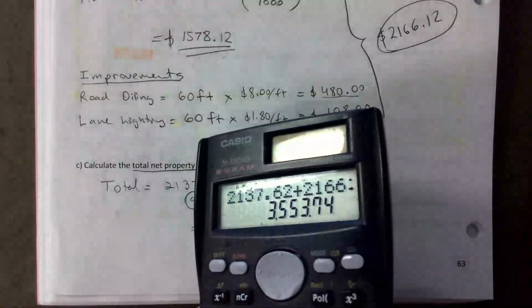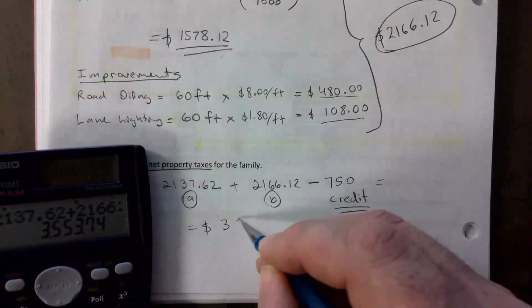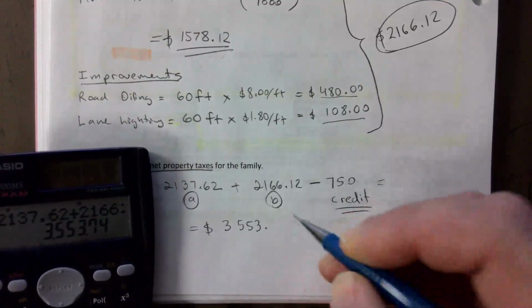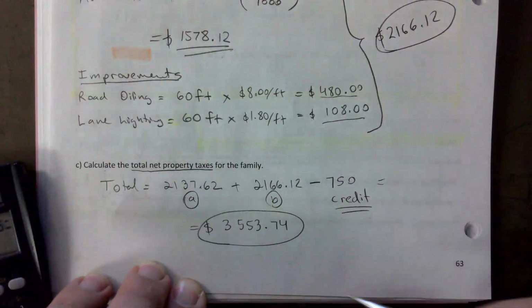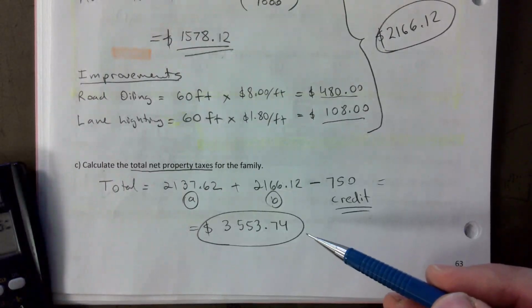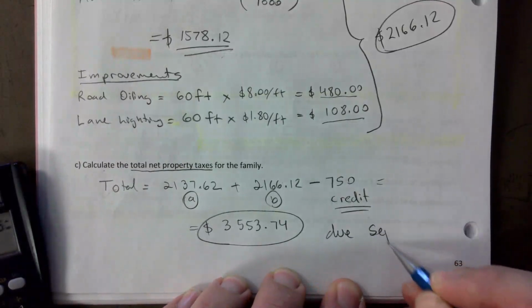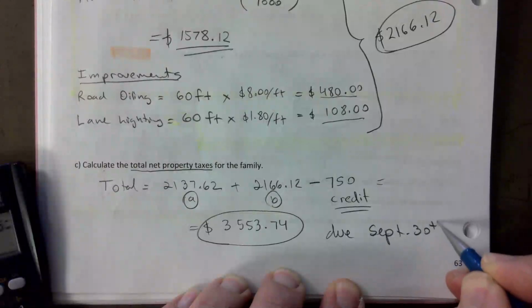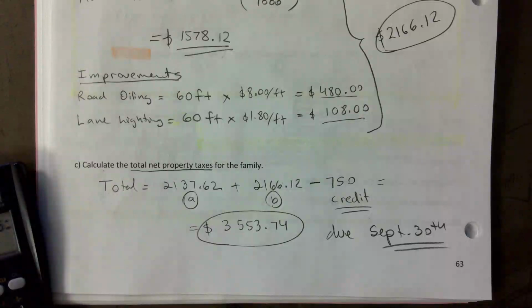So I do all of that and I end up with $3,553.74. That is your total bill, and it is due September 30th in Winnipeg. That's when property taxes are due.